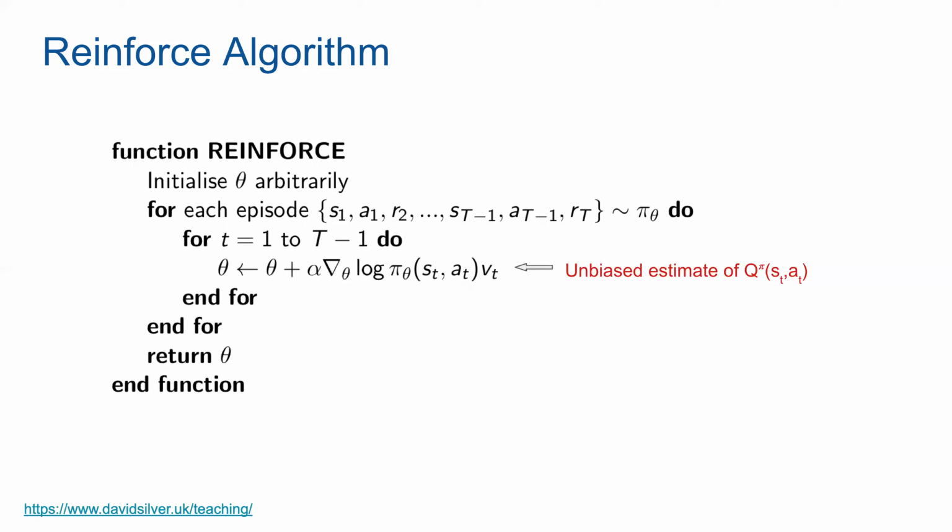And so this is a valid stochastic gradient descent approach for reinforcement learning. Such methods are known as policy gradient methods because they're doing gradient descent on the policy directly. And REINFORCE is arguably the simplest possible policy gradient method. Any questions?